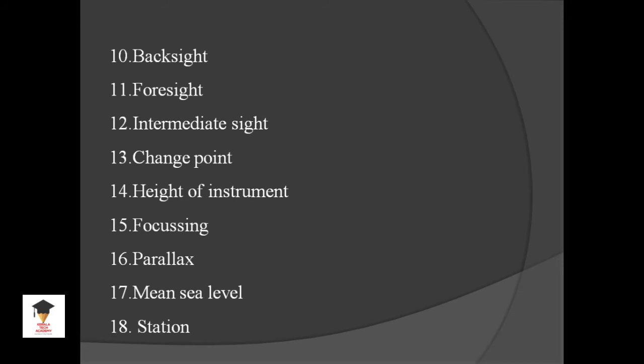The next one is a station. A station is a point whose elevation is to be determined, or a point which is to be established at a given elevation, and it may be noted that it is a point where the staff is held and not the point where the level is set up. So here is a point where there's a question: what is meant by a station?